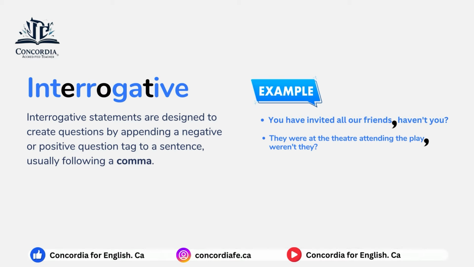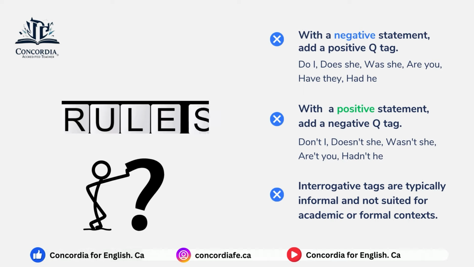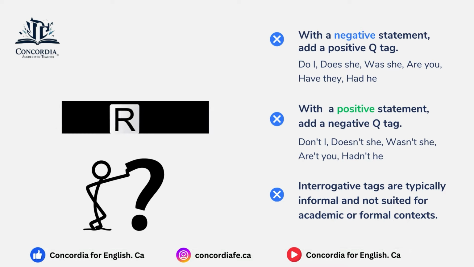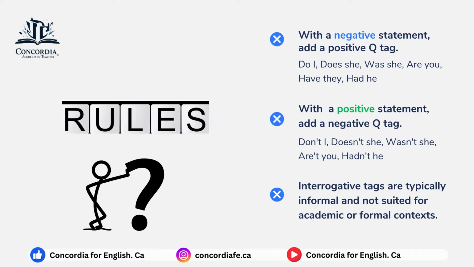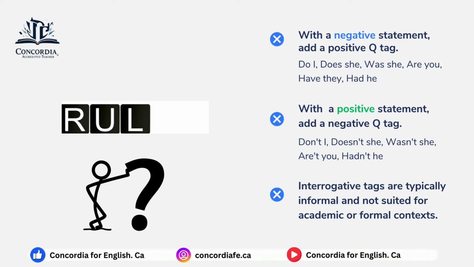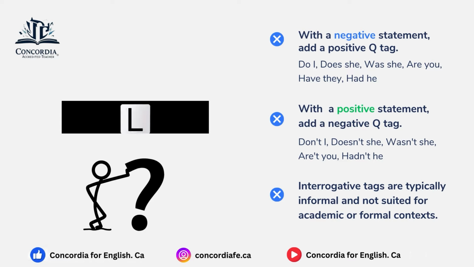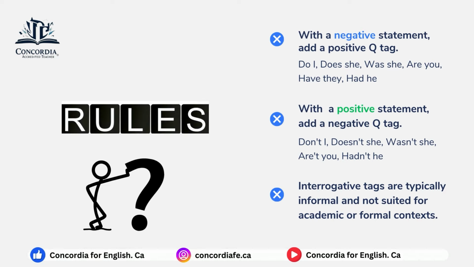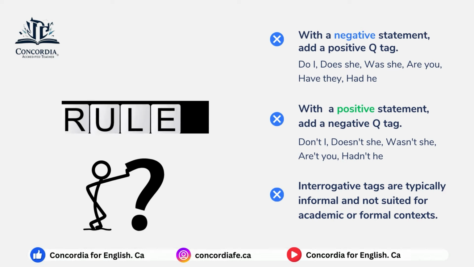In case you need to form an interrogative statement, well, you have to follow two important rules. The first rule, whenever you have a negative statement, you need to add a positive question tag, such as do I, does she, was she, are you, have they, had he. Well, these question tags are just examples. There are many question tags, depending on what statement you have.